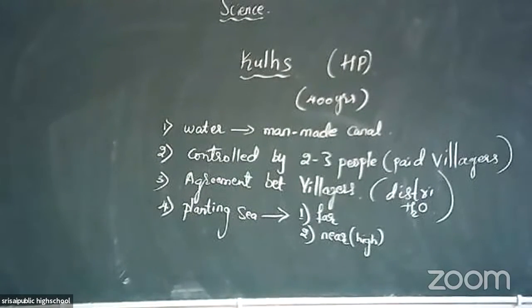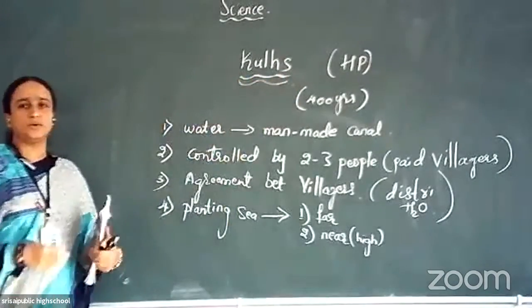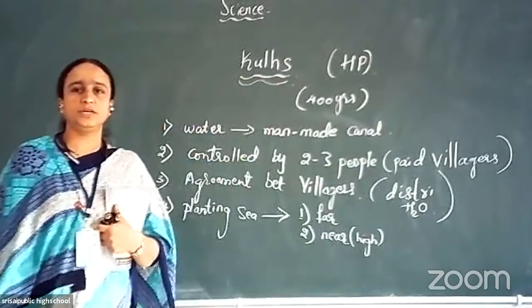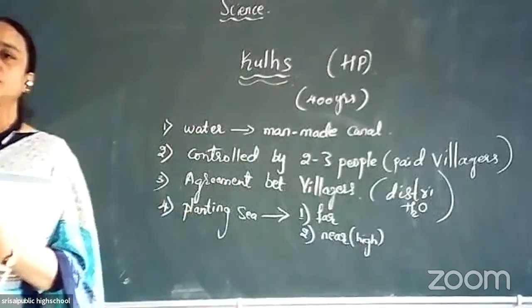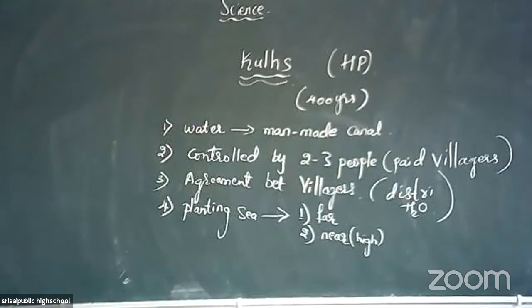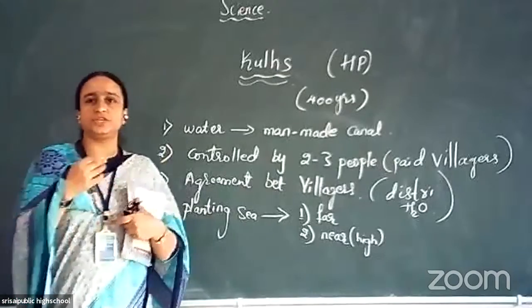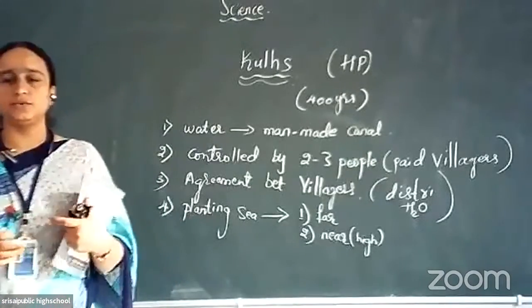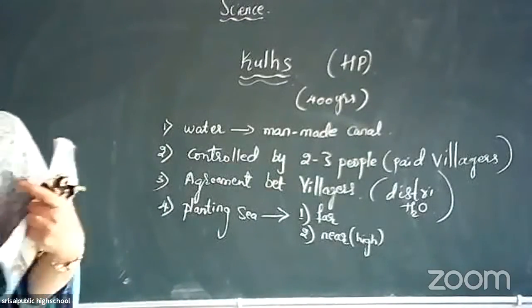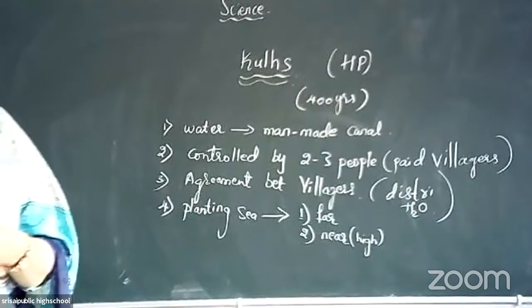So let us sum it up. This is a traditional way. What was the importance of this kul? When did it start? It was 400 years ago. Where did it start? In which state was it there? Himachal Pradesh. What was the technique behind this kul? How did they utilize the water from the stream? The water from the natural streams was made to pass through what? Man-made canals.